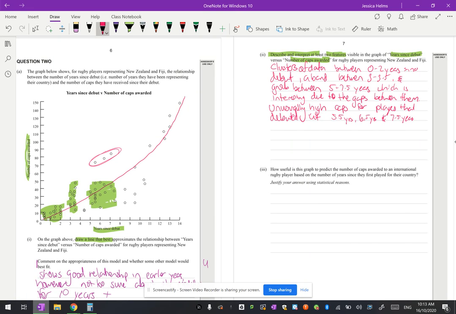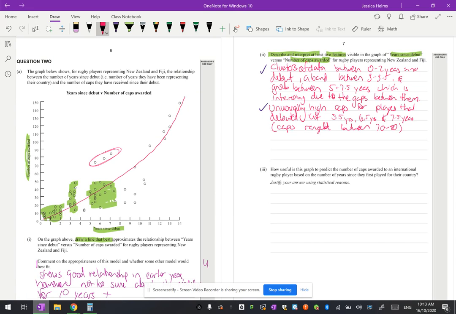And these caps ranged between 70 to 80, which is bigger than the rest of them. Okay, so that's another point. So we've got 1 and 2. We said at least 2, but really you want to put as many as possible.